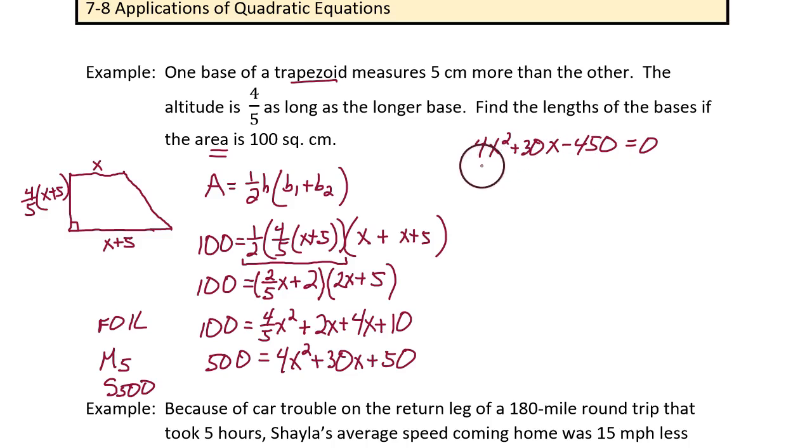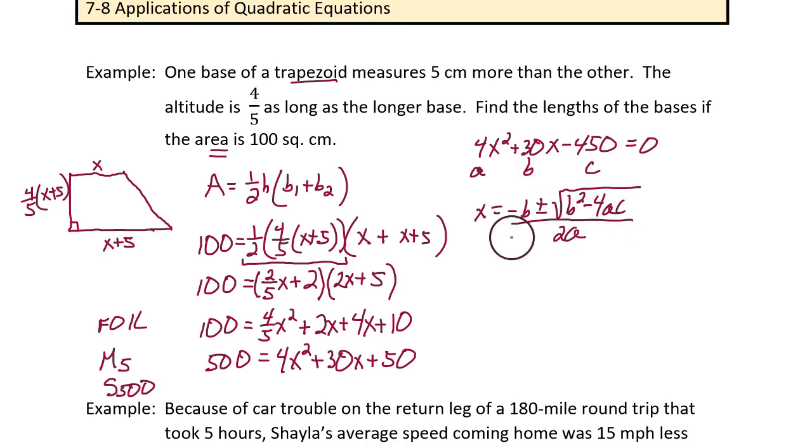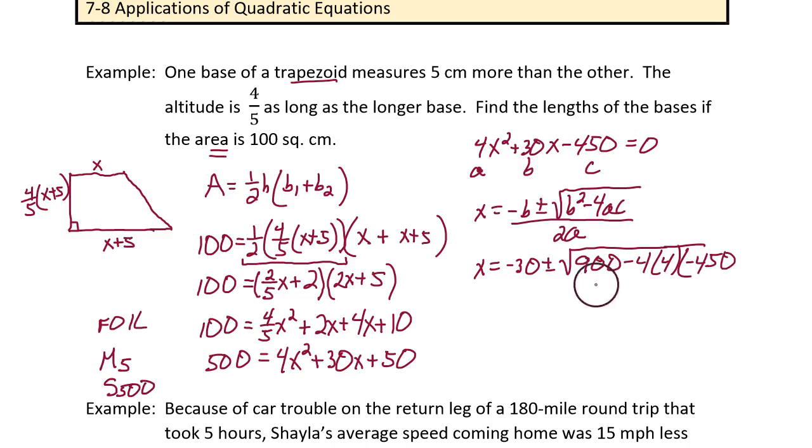We can use this as our standard form, where this is A, this is B, and this is C, and use the quadratic formula. x equals negative b plus or minus the square root of b squared minus 4ac, all divided by 2a. Let's make our substitutions. Negative b becomes negative 30. b squared becomes 900. The letter a is 4, and the letter c is negative 450. And that's all divided by 2 times a, which would make an 8.